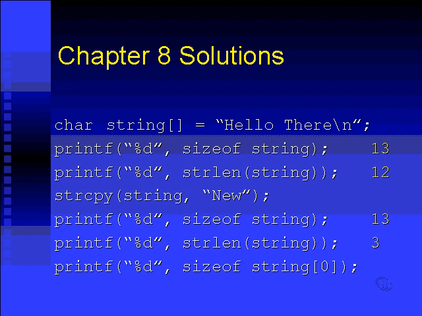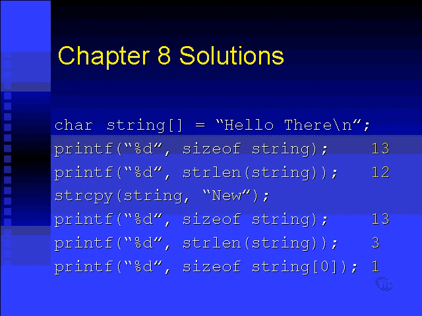The length of the new string, however, is now 3, N-E-W. There's no new line anymore. The null is still there, but that doesn't get counted in the string. And finally, the size of the first element in the string array is, of course, 1 character.